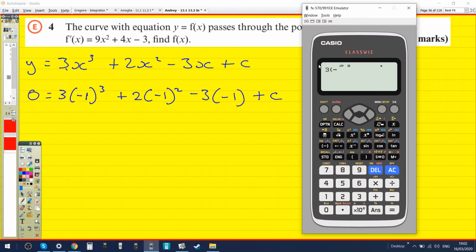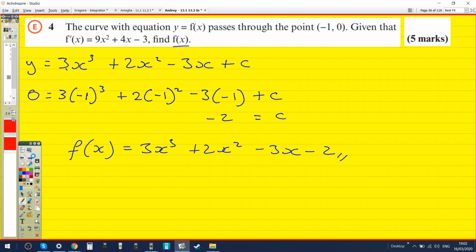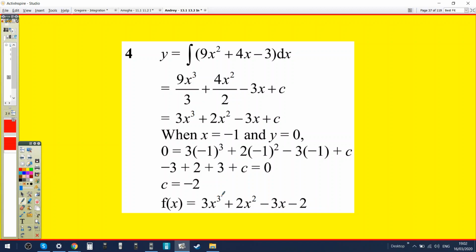And it says that c is minus 2. And so, what is the f of x equal to? 3x cubed plus 2x squared minus 3x minus 2. Minus 2. 3x cubed plus 2x squared minus 2x minus 2.